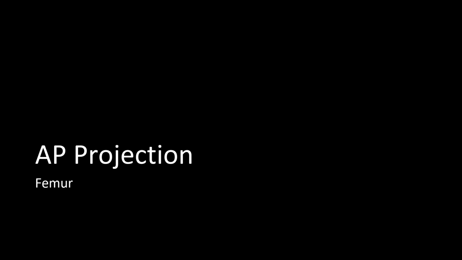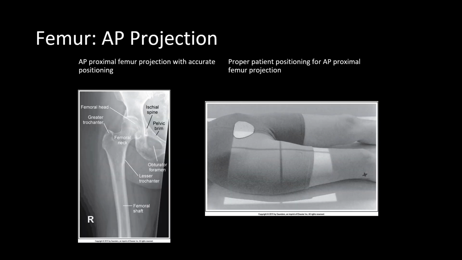In this presentation, we will review radiographic image analysis guidelines for femur projections, as well as conduct a few image analysis ourselves. For the proximal AP femur projection, image analysis guidelines state that the ischial spine should be demonstrated aligned with the pelvic brim. The obturator foramen should be demonstrated as open.